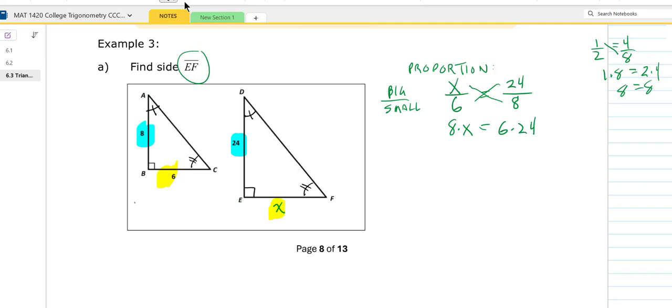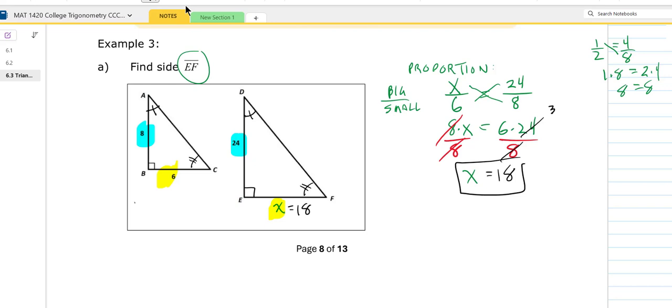You could certainly take your calculator and multiply 6 by 24. I'm not going to do that. What I'm going to do is divide by 8. And then that's going to isolate the x. And the reason I'm doing that is just because 24 divided by 8 is 3. And then 3 times 6 is equal to 18. So what we find on this missing side is 18.